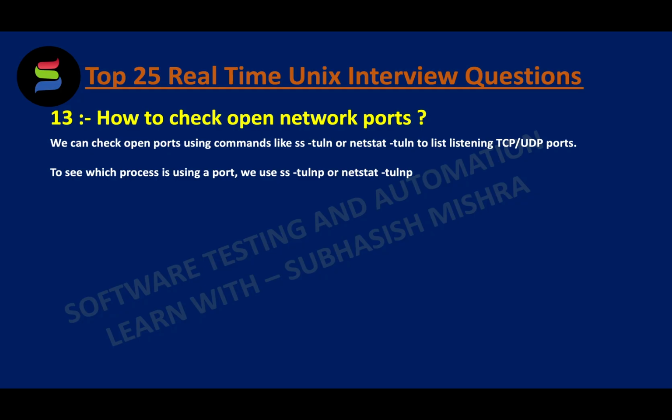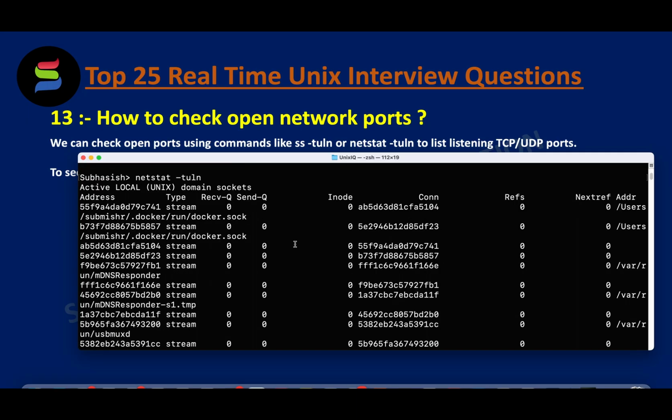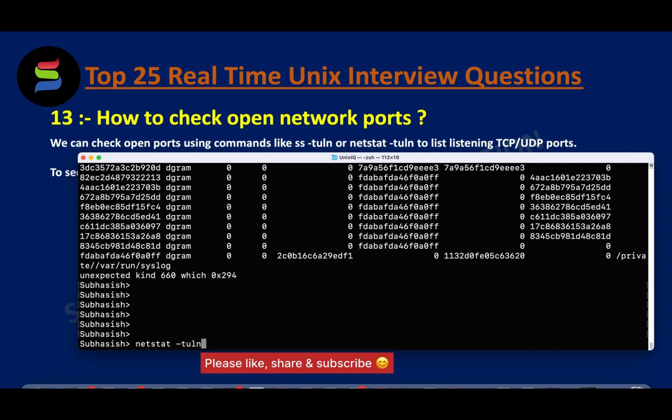One of the classic commands to check open ports is netstat. To list all listening ports, we can use netstat -tuln. In tuln, t stands for TCP ports, u stands for UDP ports, l stands for listening ports only, and n shows numeric port values. If you also want to see which process is using a port, you can use netstat -tulnp. The -p flag shows the process ID and application name.